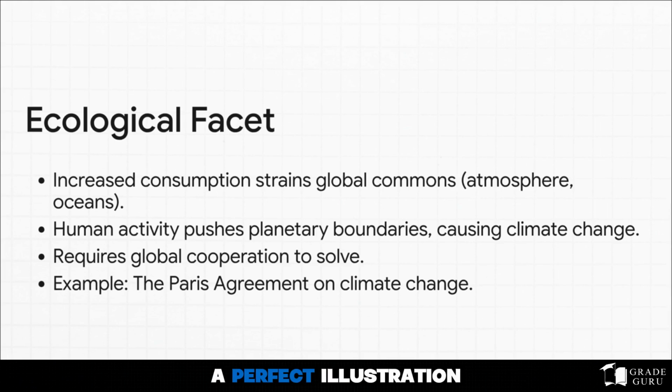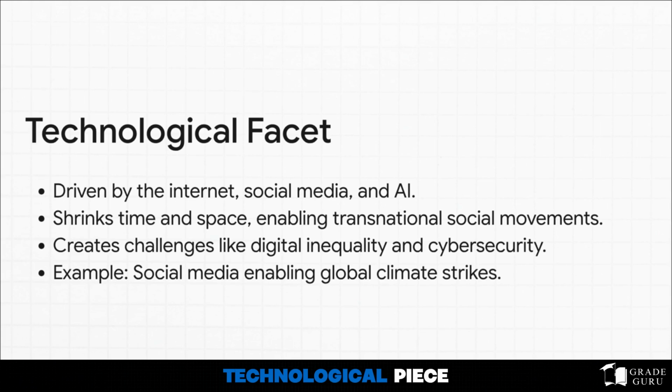And this is a perfect illustration of why we need global cooperation, like the Paris Agreement. No one country can fix the climate on its own. It's an all-or-nothing problem. And finally, the technological piece.